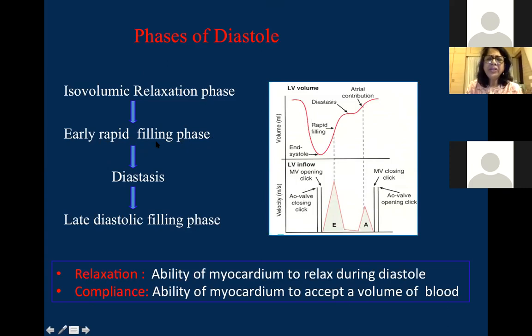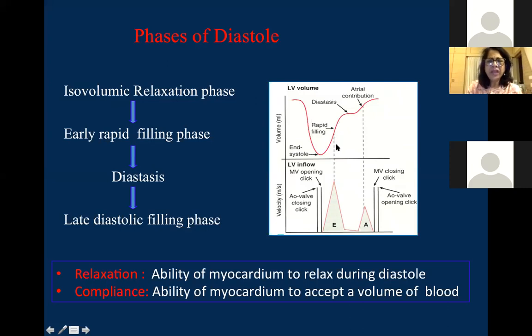Now, around 80% of the filling of LV takes place during the early rapid filling phase. If you look at the LV pressure curve, this is the rapid filling phase, and look at the mitral inflow pattern, which I am going to explain to you later. The first wave is the E wave. It coincides with the early rapid filling phase of the LV pressure curve.